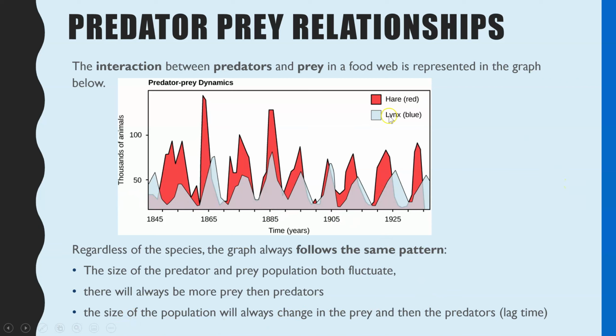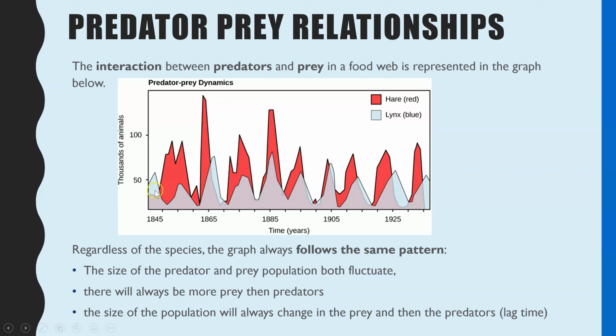So although we've got hare and lynx, hare being the prey and lynx being the predator, you will typically see these three patterns whichever predator and prey you are given. So number one, the size of the predator and the prey population both fluctuate. So that's the first thing we can see. You don't have this static population size. Both of them are going up and down, up and down, up and down.